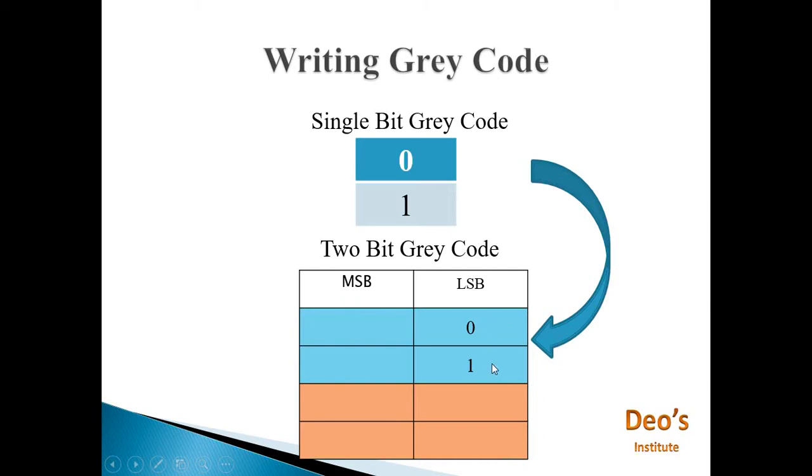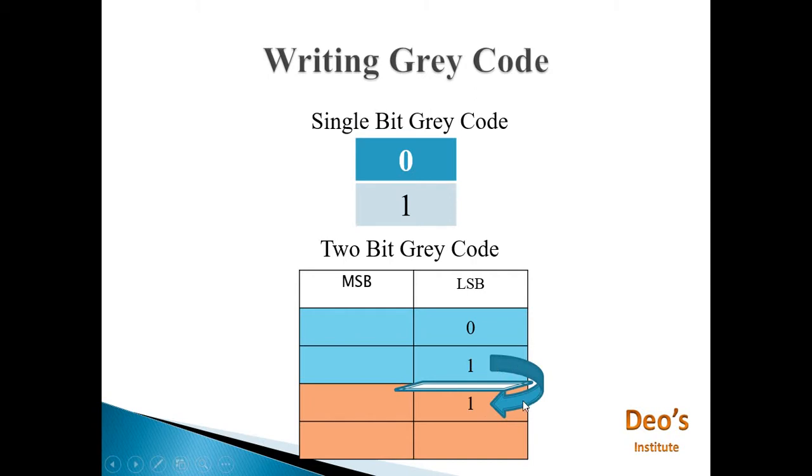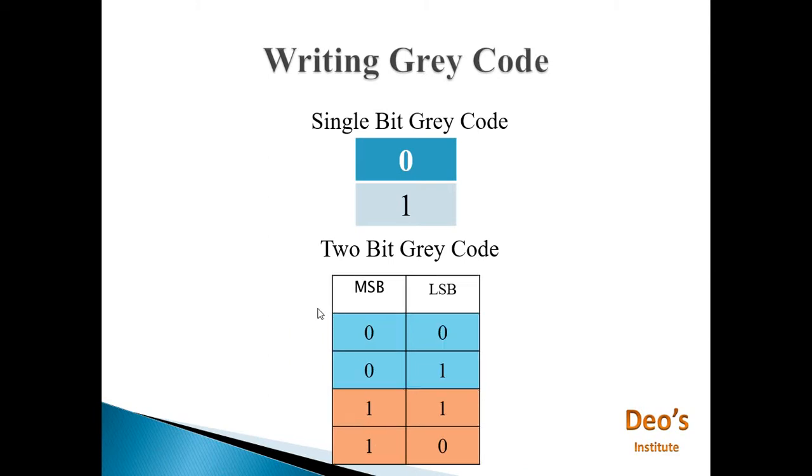I repeat, first this single bit gray code is copied here at the LSB position, 0, 1. Then it is considered that a mirror is placed and the above code is reflected as it is in the below cells. So this 1 is reflected here and 0 will be reflected here. On the MSB side, the first half of the cells are filled with 0 and the rest half of the cells are filled with 1. So our final 2 bit gray code becomes 00 01 11 10. I repeat, first the single bit gray code is copied here, then this 1 is reflected below, this 0 is reflected, so it becomes 10. Then the first half of the rows are filled with 0, the next half of the rows are filled with 1.